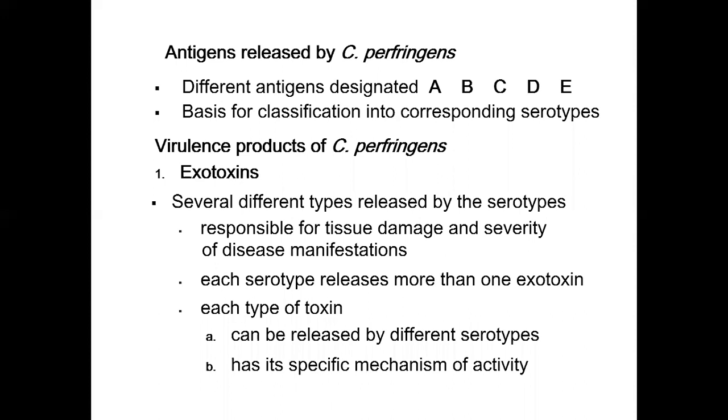Then virulence products of Clostridium perfringens, we have mentioned exotoxins. We are talking about pathogenicity; virulence and pathogenicity go hand in hand. So exotoxins are major virulence products. Several different types are listed by the serotypes of Clostridium perfringens. And these exotoxins are responsible for tissue damage and severity of disease manifestations. Each serotype releases more than one exotoxin, and each type of exotoxin can be released by different serotypes. In other words, they are overlapping. But each exotoxin has its specific mechanism of activity, which is different from the others. So they are unique in the way they act, depending on which exotoxin one is talking about.